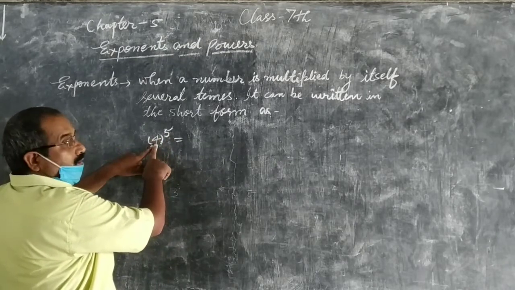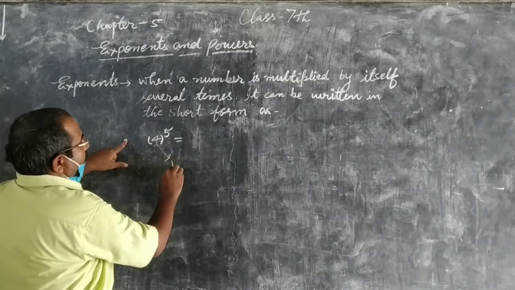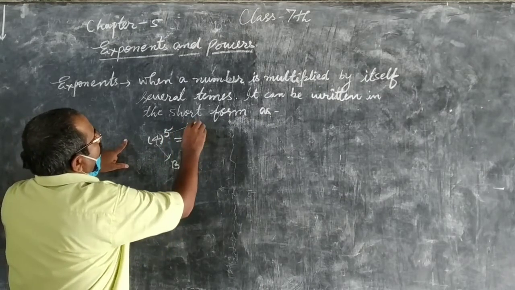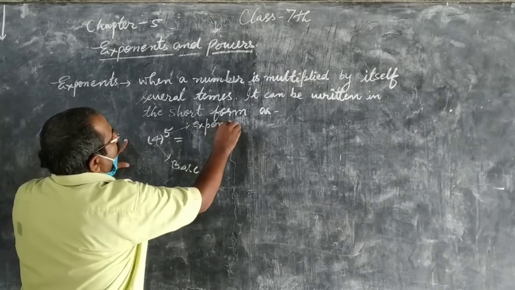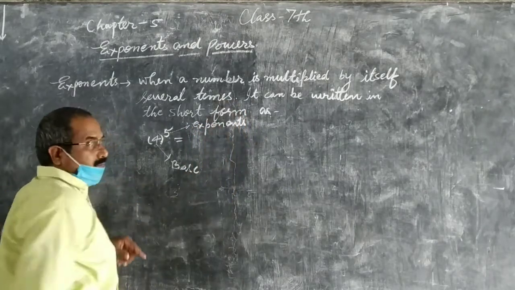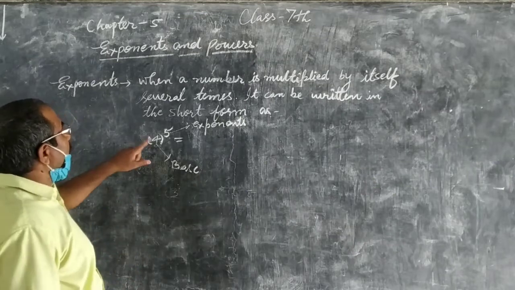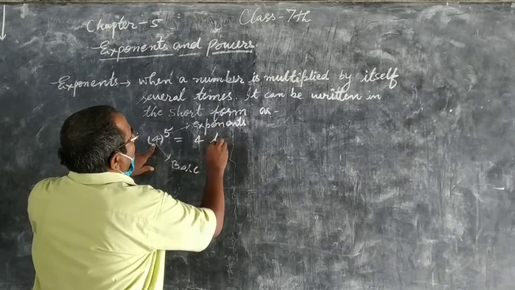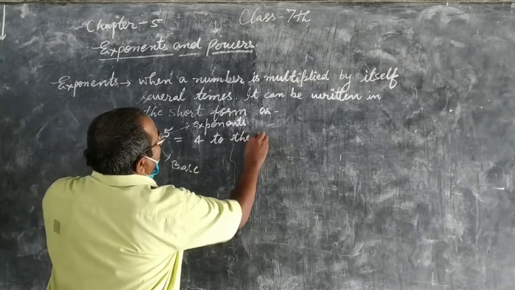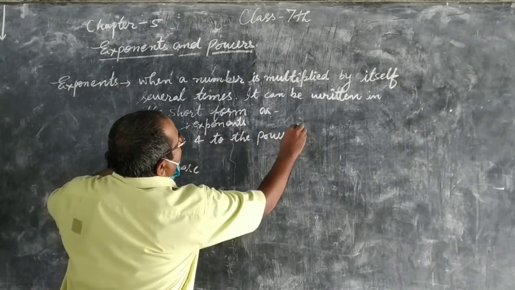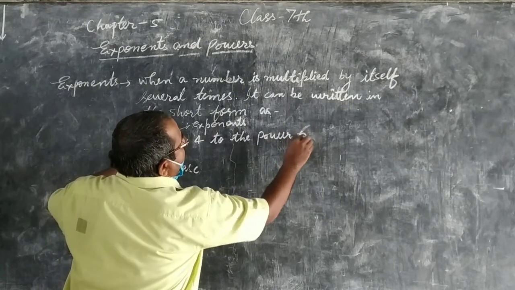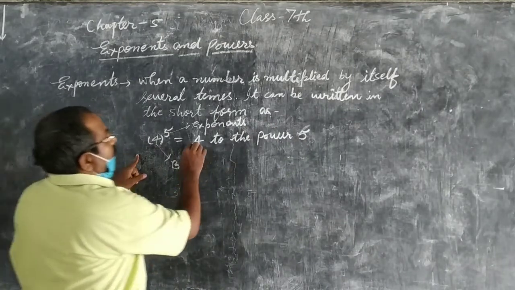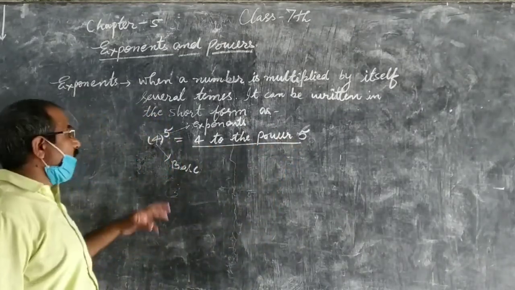This 4 is called the base. The 4 is the base, and the 5 we call the exponent. And what will we read? 4 to the power 5. We will read it 4 to the power 5.